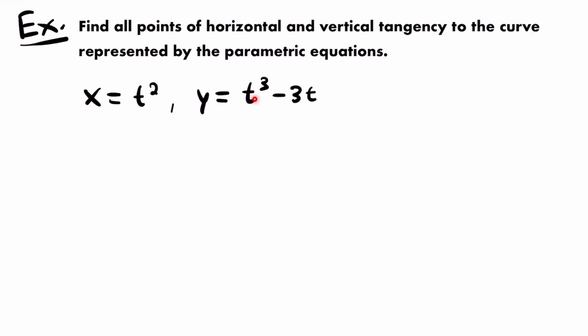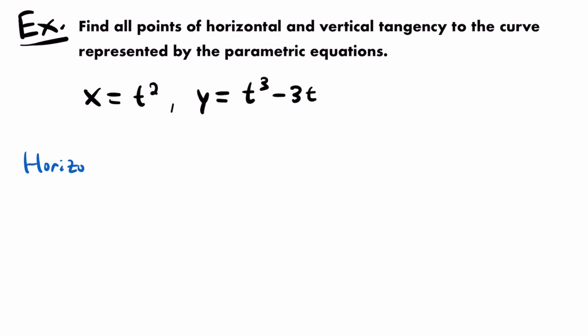Alright, so here's our first example. We want to find all points of horizontal and vertical tangency to the curve represented by the parametric equations x equals t squared and y equals t cubed minus 3t. We want to find two things in this problem: all the points where we have horizontal tangent lines and all of the points where we have vertical tangent lines. Let's do one at a time. Let's start with horizontal tangent lines.